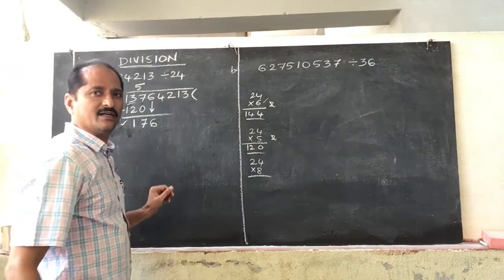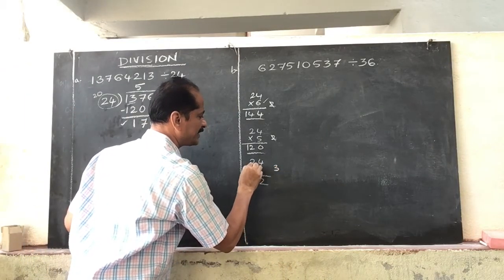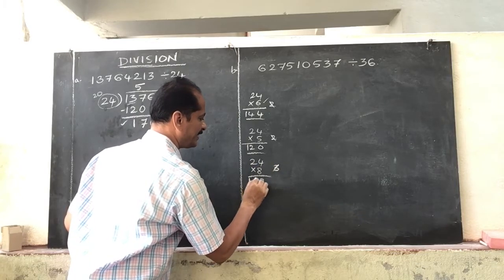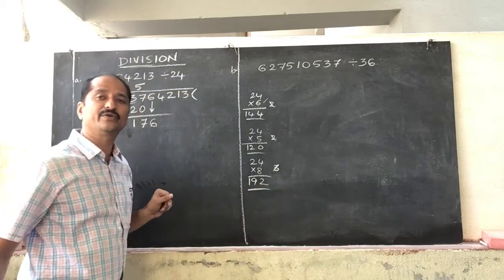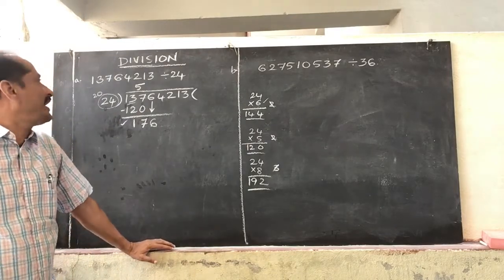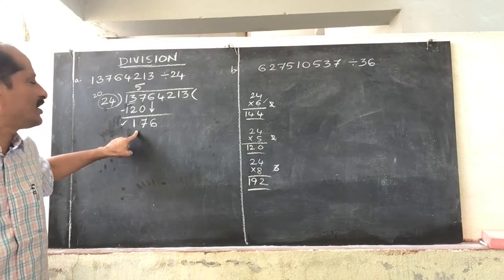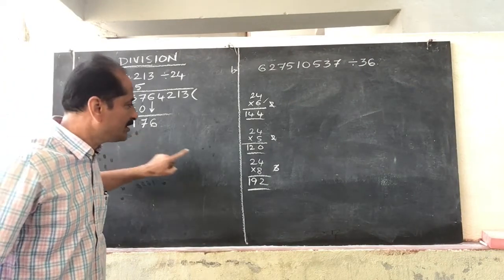24 8 jar. 8 4 jar 32. 8 2 jar 16 plus 3 19. 192 here we got. 24 8 jar how much? 192. But is there here 192? Not there. So that means what to do?